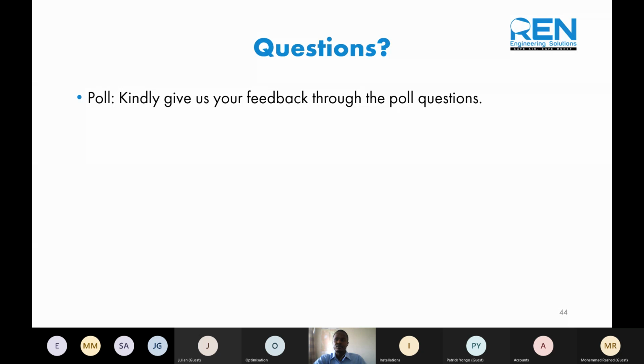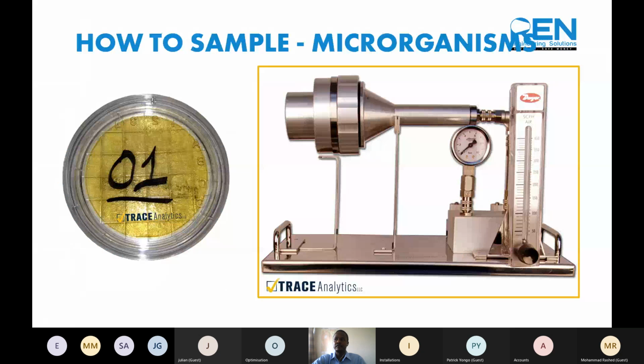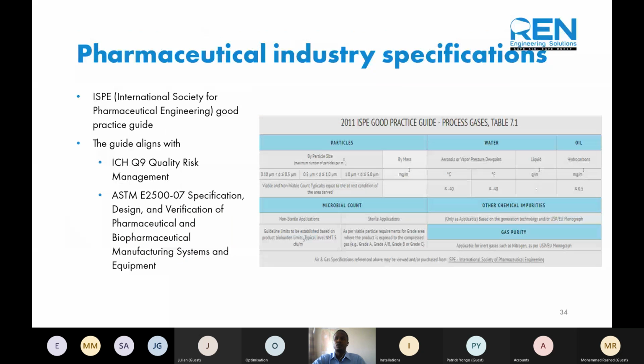Yes, so for the pharmaceutical industry, I think I had mentioned that there is the ISPE practice guide that talks about water should be a maximum of -40 degrees Celsius. That means pressure dew point. That means you need a desiccant dryer to meet this level of dryness.